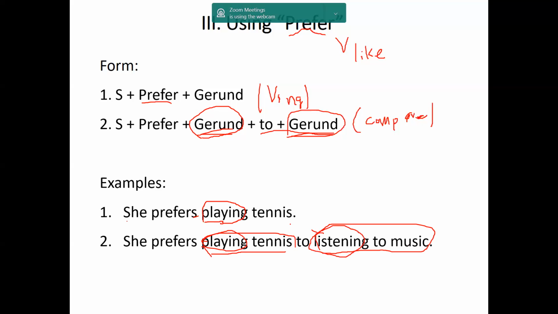Okay, so this is using prefer. We have 2 forms. Again, number 1, we don't compare, we just use the word prefer plus gerund. And for number 2, if you want to compare, we use prefer plus gerund and then compare using the word to, and then another gerund. As you can see in the example here, she prefers playing tennis to listening to music. Okay, this is one way of expressing preference using the word prefer.